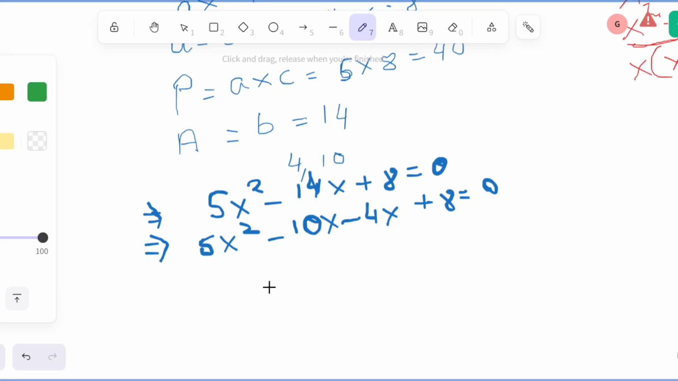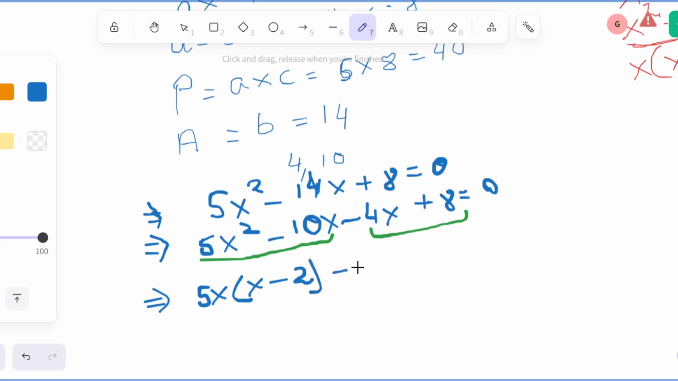Now, always remember, we have to take the common from the first two, and you have to take the common from the last two. Now, let's take the common. So, from 5x square minus 10x, what you can take common, Nathan? You can take 5x common, right? Because x is also there. So you're left with x over here and minus 2 here, isn't it? From here, you can take minus 4 common, and then you're left with x minus 2 here. Make sense?